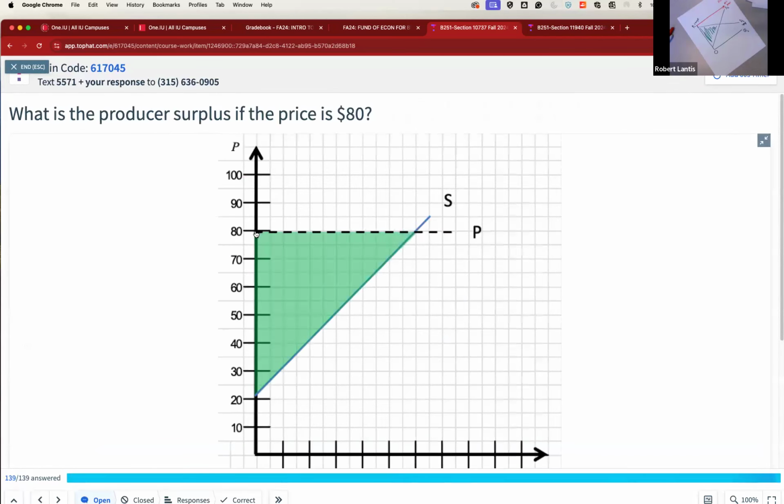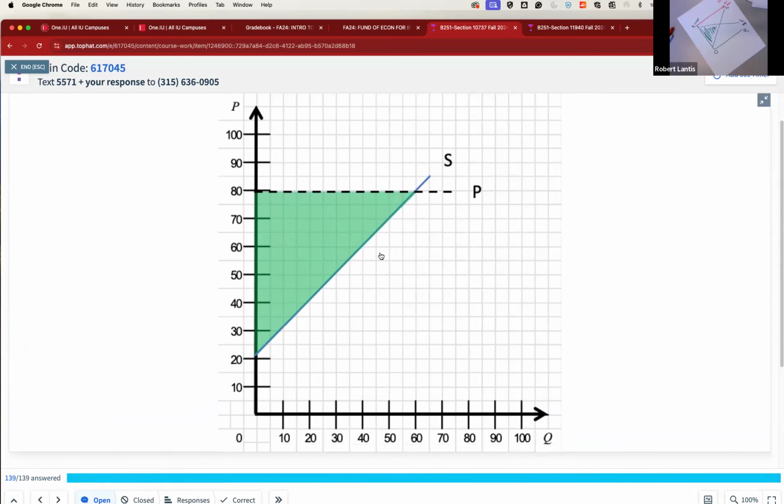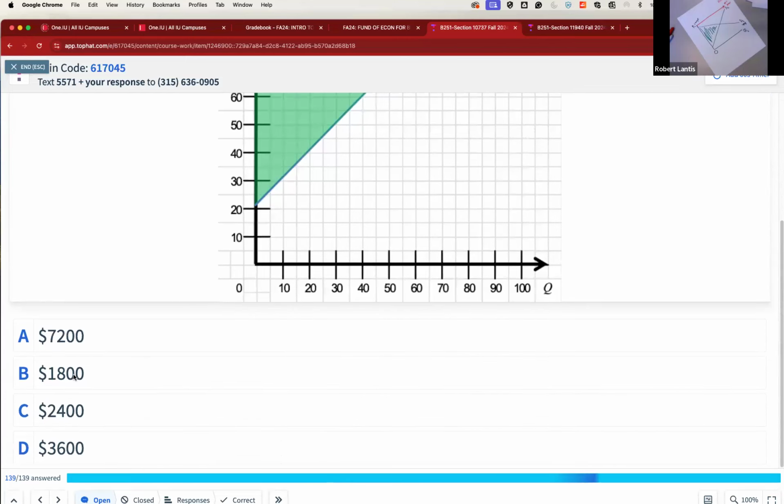Producer surplus is just the difference between the price that producers can charge for their good and their supply curve, or their marginal costs. So here that would just be going from 20 to 80, right? So 60 times what's the base? We went from 0 to 60. 60 times 60 is 3,600. It's the area of a triangle though, so we still need to multiply it by half. 3,600 multiplied by half would be 1,800.